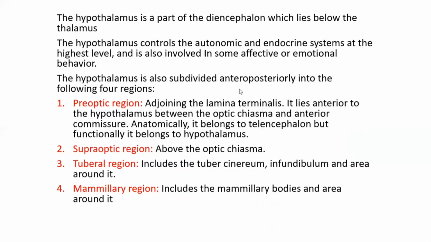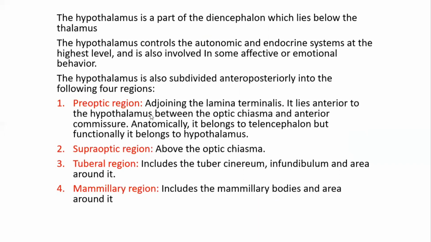As you can see here, the hypothalamus is a part of the diencephalon which lies below the thalamus, and it controls the autonomic nervous system and also the endocrine system. It's also involved in behavior and emotions.